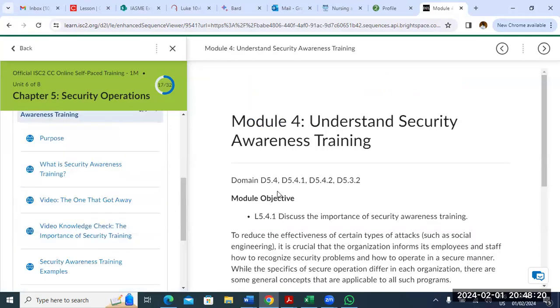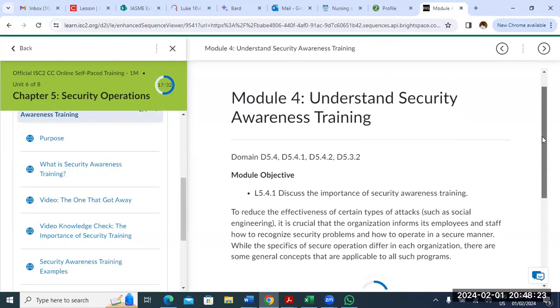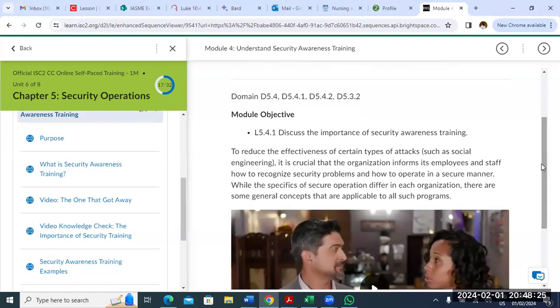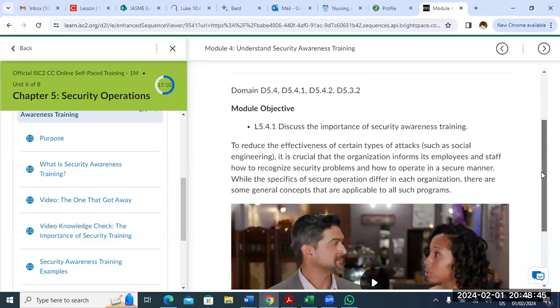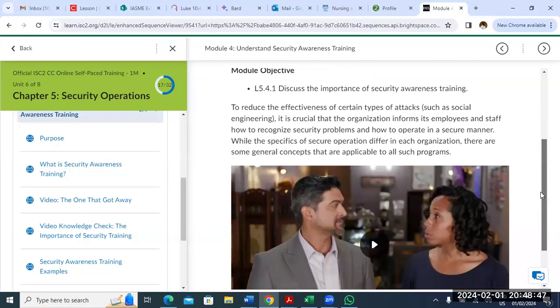Understanding security awareness training. I've said it. Training is important to reduce the effect of certain types of attack, such as social engineering. It is crucial that the organization informs its employees and staff how to recognize security problems and how to operate in a secure manner. There's always that constant awareness; security awareness training, user training, is always ongoing on different topics.